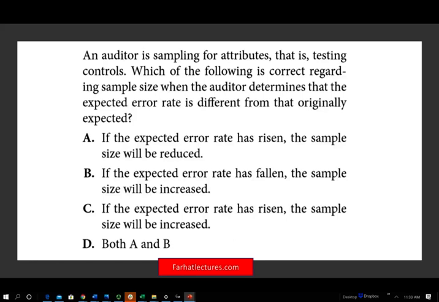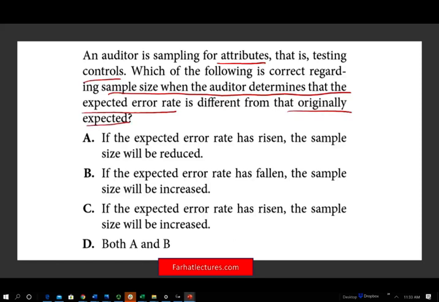An auditor is sampling for attributes. As soon as you hear the word attribute, it means they're sampling for the internal control. Which of the following is correct regarding the sample size when the auditor determined that the expected rate is different from the originally expected?